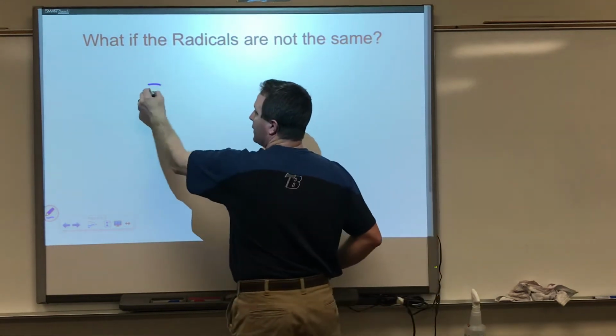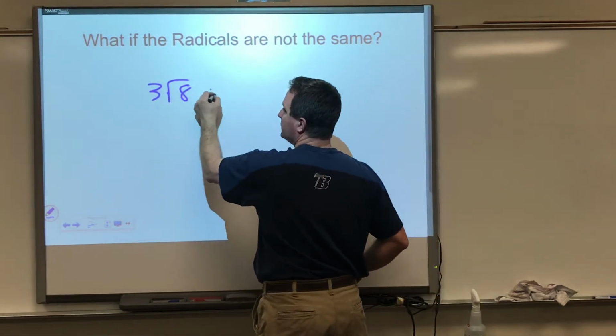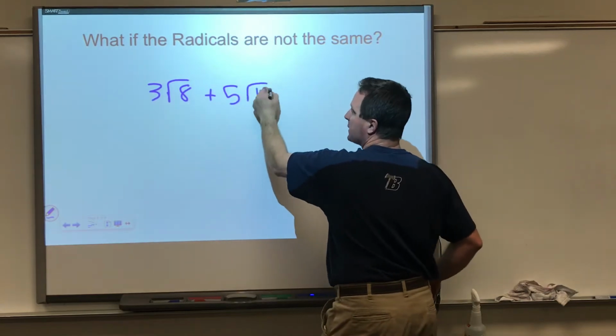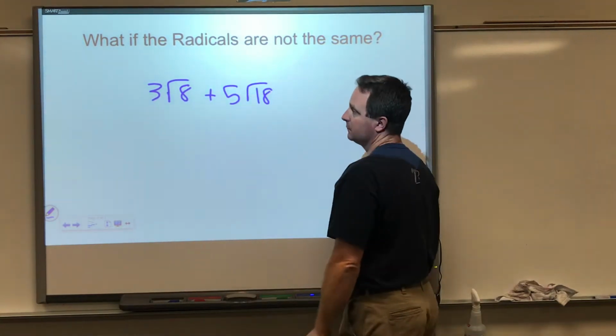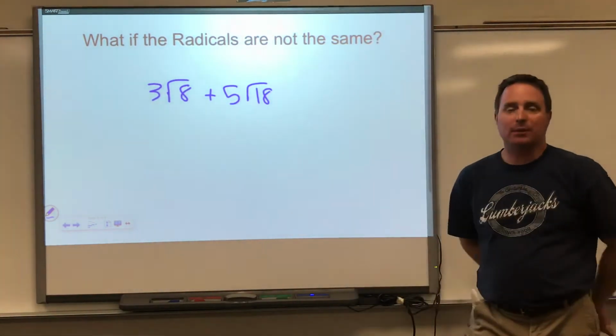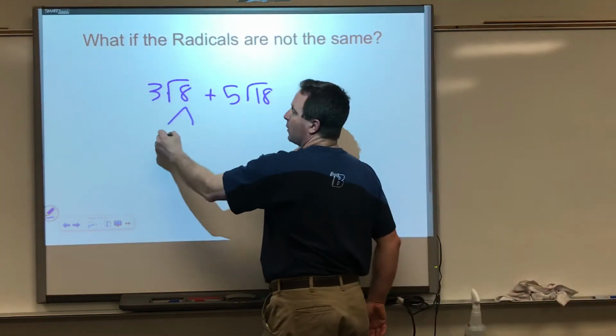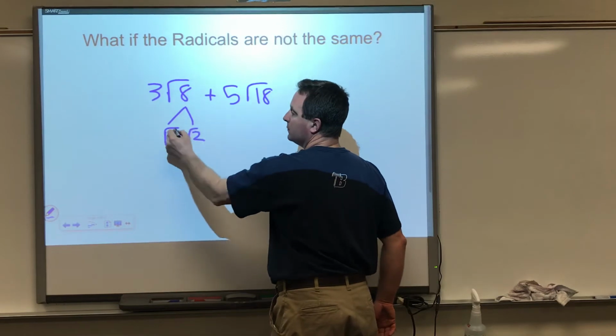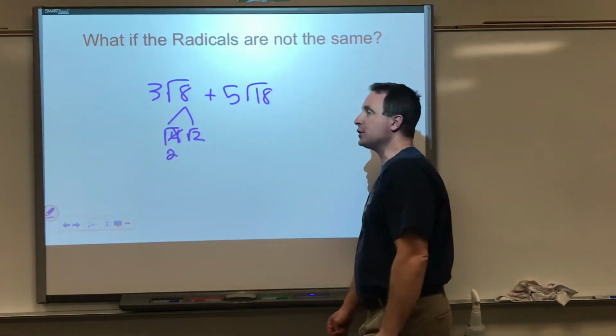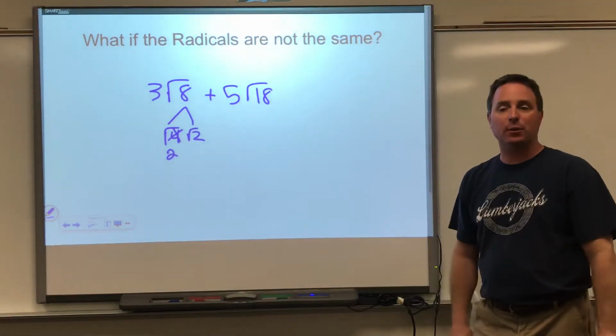What if I had 3 square roots of 8 plus 5 square roots of 18? Now square roots of 8 and square roots of 18 don't look anything alike. But what if I simplified the square root of 8 into 4 and 2? And the square root of 4 is a 2. Notice again how I cross off the perfect square.